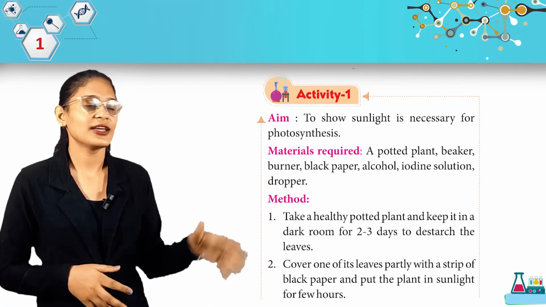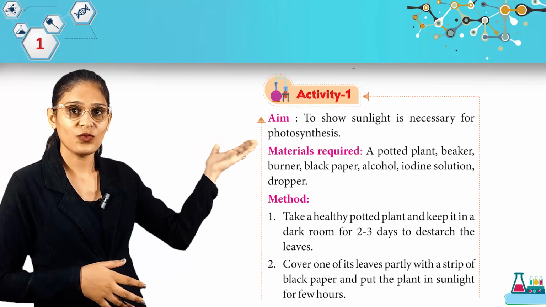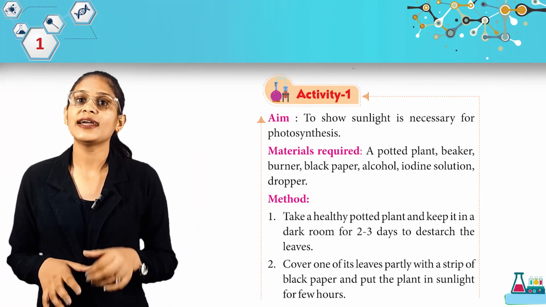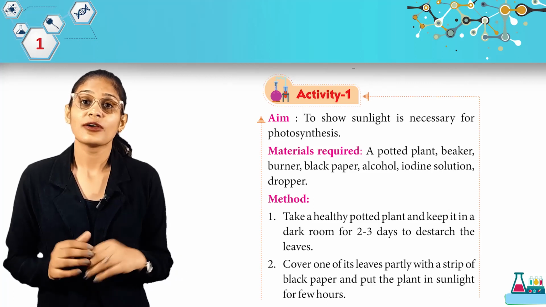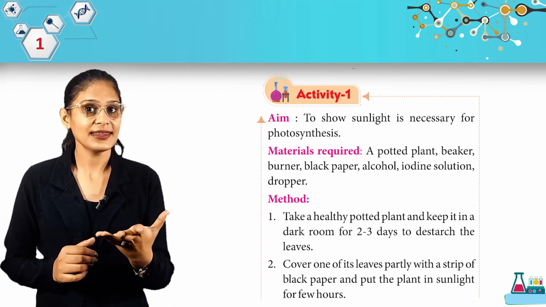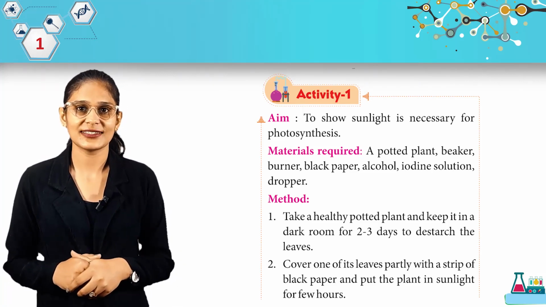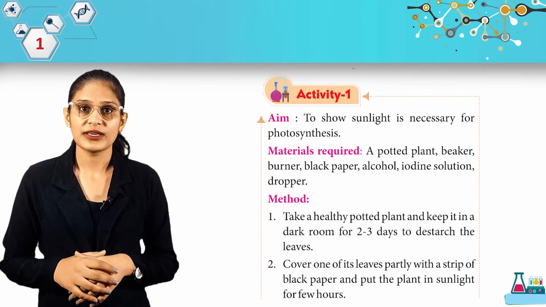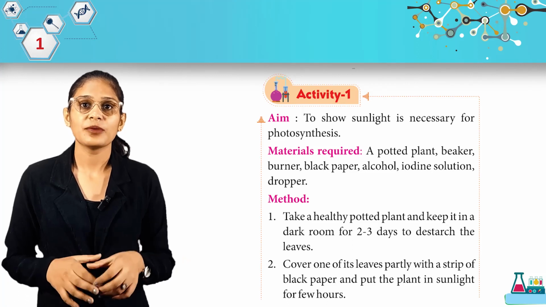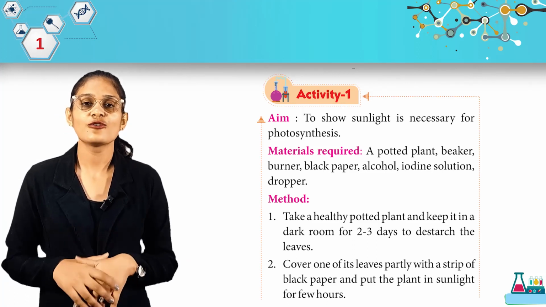Look here students, here we have activity 1. Aim: to show sunlight is necessary for photosynthesis. So students, in this activity, we show that sunlight is necessary for photosynthesis. Here are the materials required: a potted plant, beaker, burner, black paper, alcohol, iodine solution, dropper.